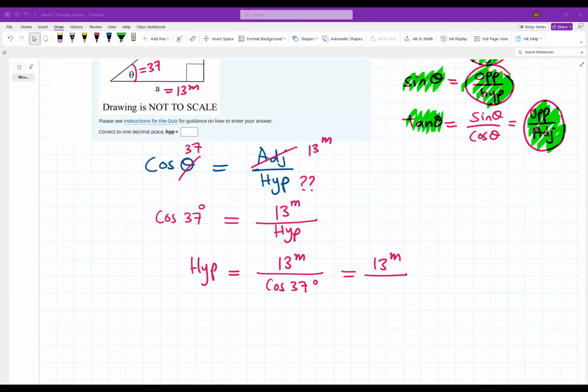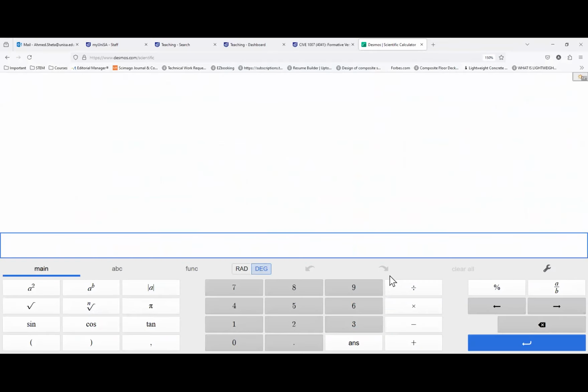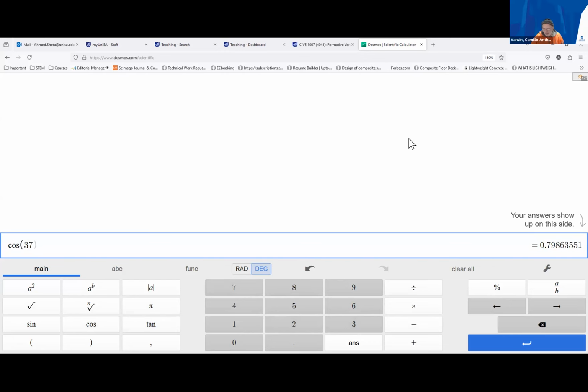Have you used the Desmos calculator before? The scientific calculator? You can see it? You can use your scientific calculator, no problem, but I just want to share it with you if you want to use it. So we have cosine of 37. What is the value? Can you see the value? 0.798. Okay, so I will return back to.